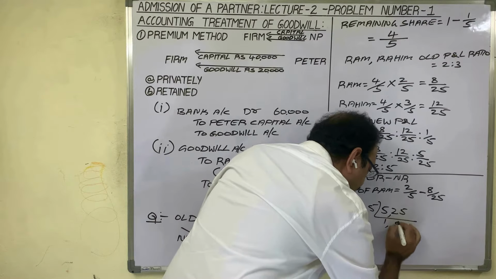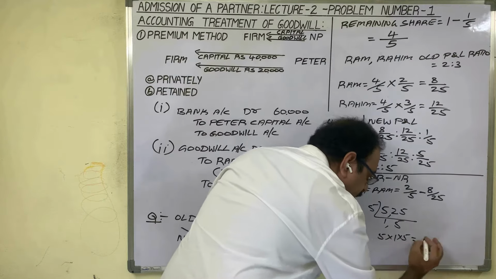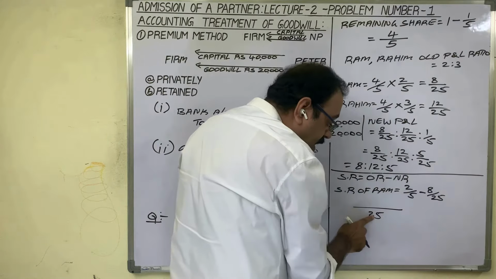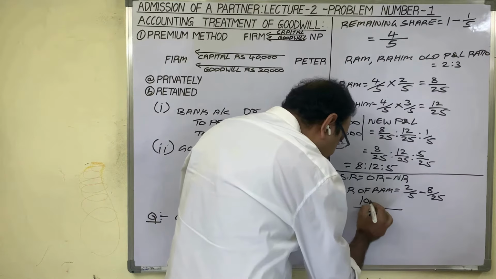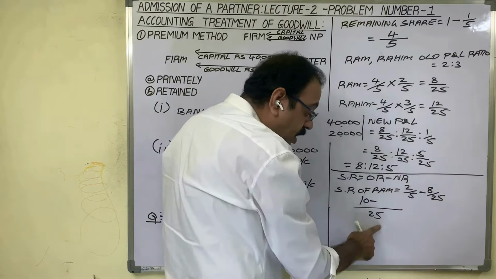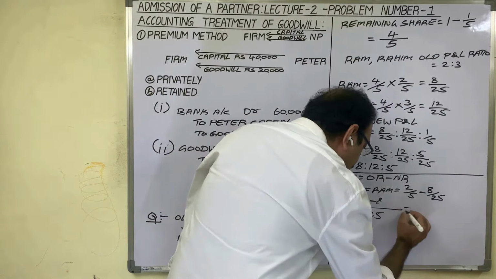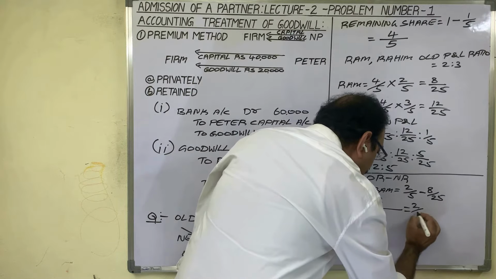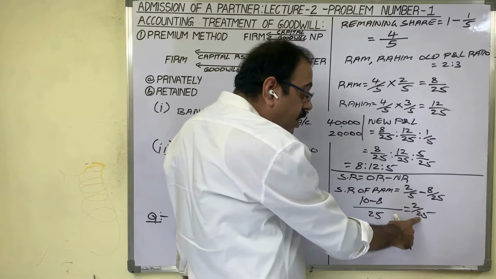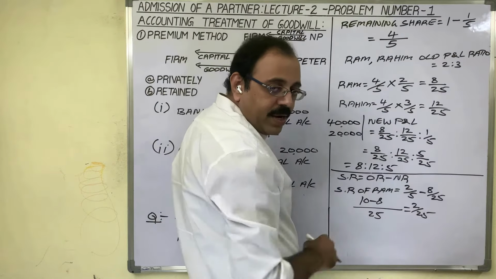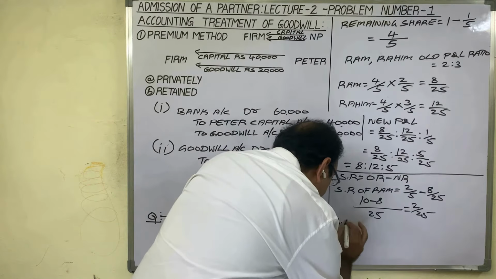5 ones are 5, 5 fives are 25. 5 into 2, 10. Minus 25 ones are 25, 1 into 8, 8. 10 minus 8 is equal to 2 by 25. So Ram sacrificed 2 by 25 share to the new partner. The same thing we will do for the other partner also.